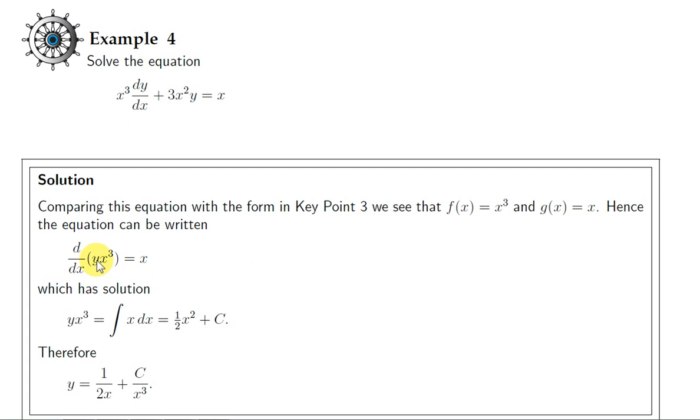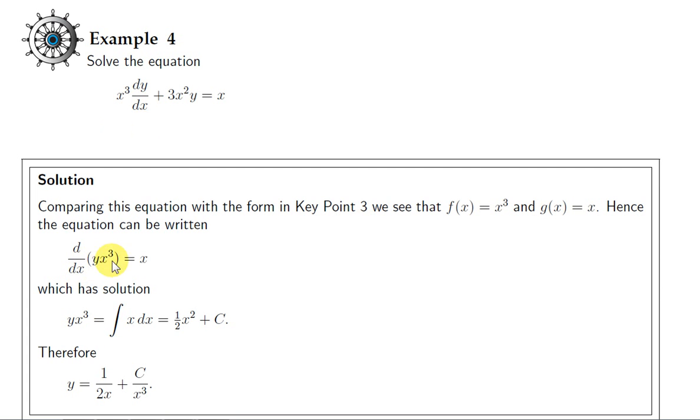So if we use the product rule, we will have y times the derivative of x cubed with respect to x. That's y times 3x squared. That's that second term there. Plus the second term, x cubed times the derivative of y with respect to x. So that's x cubed dy dx. So we need to look out for that.